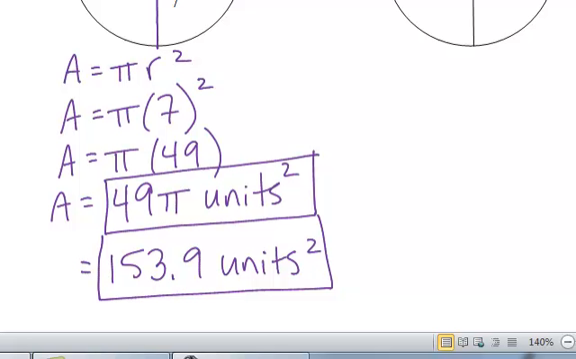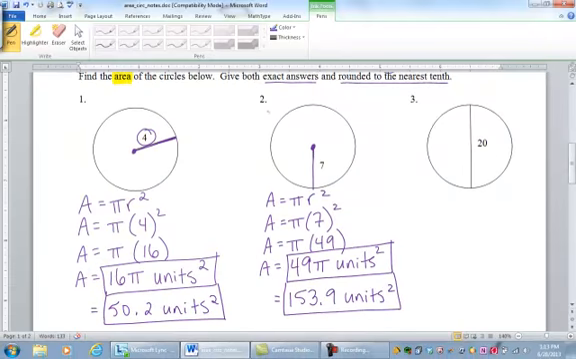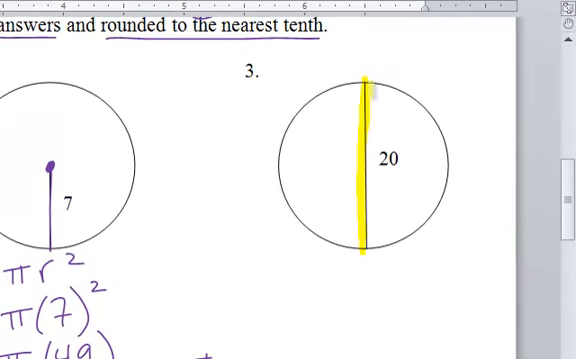Okay, look at example number 3 and see if there's anything different between example 3 and the 1 and 2 that we just did. Can you see it? What we have here is the diameter. See how the line goes from one side of the circle all the way to the other side? Well, our formula still has radius in it. I don't have anything with a diameter in my formula.